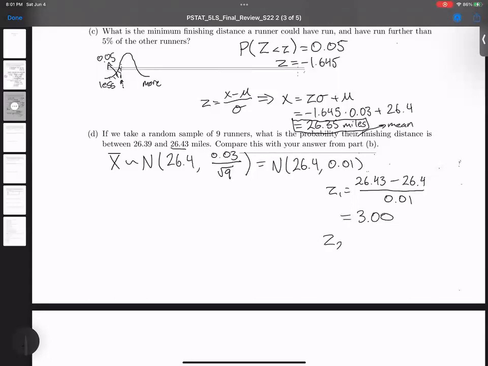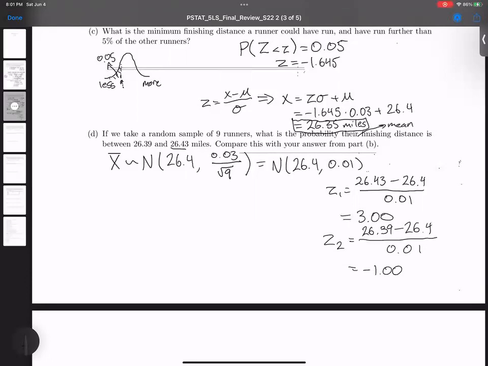And then z2 is equal to 26.39 minus 26.4, all divided by 0.01, which is negative 0.01 divided by 0.01. So this is negative 1.00.